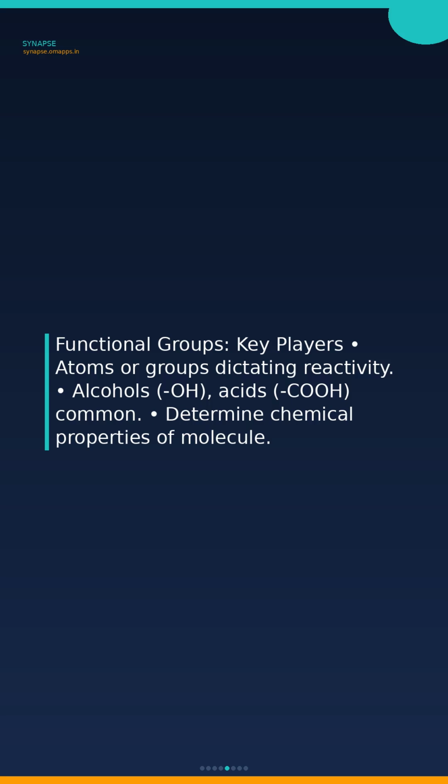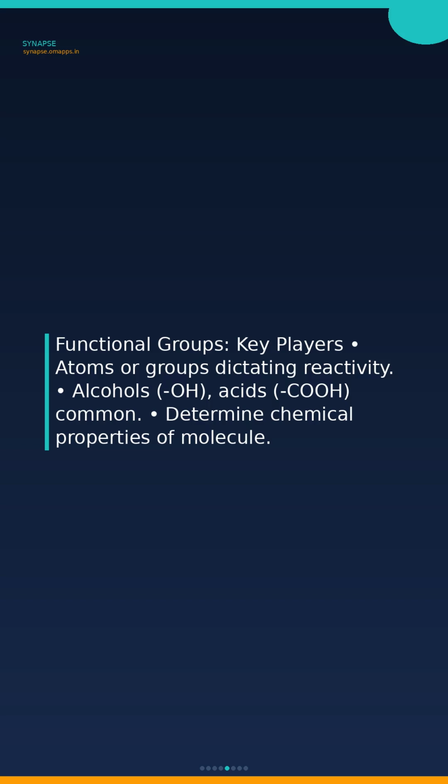Isomers are molecules with the same molecular formula but different structural formulas. This means they have the same number of atoms but arranged differently. There are structural isomers and stereoisomers. Structural isomers have different connectivity, while stereoisomers have the same connectivity but different spatial arrangements. Here is another formula you need to know. Isomerism is a really important concept.